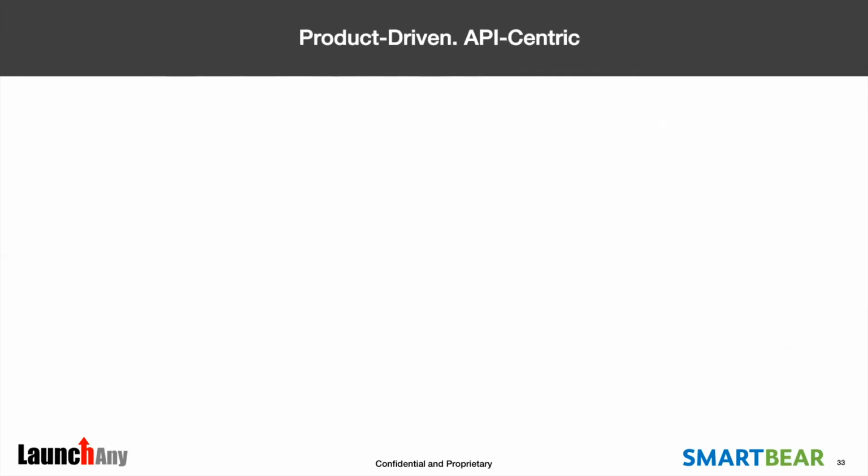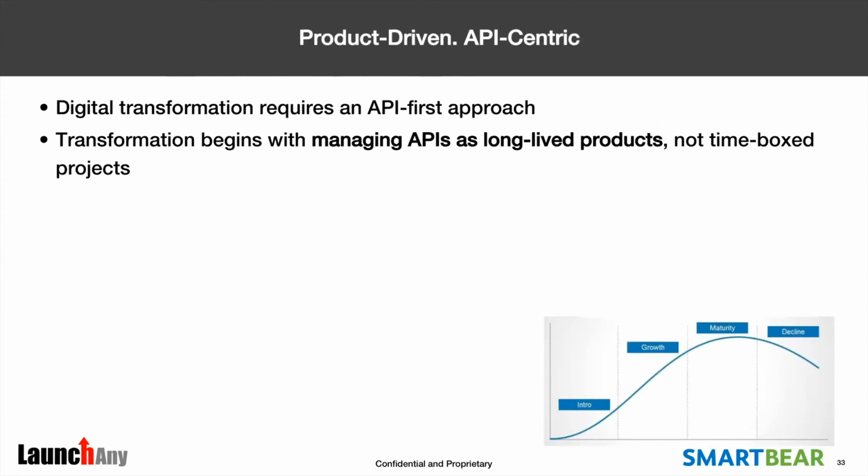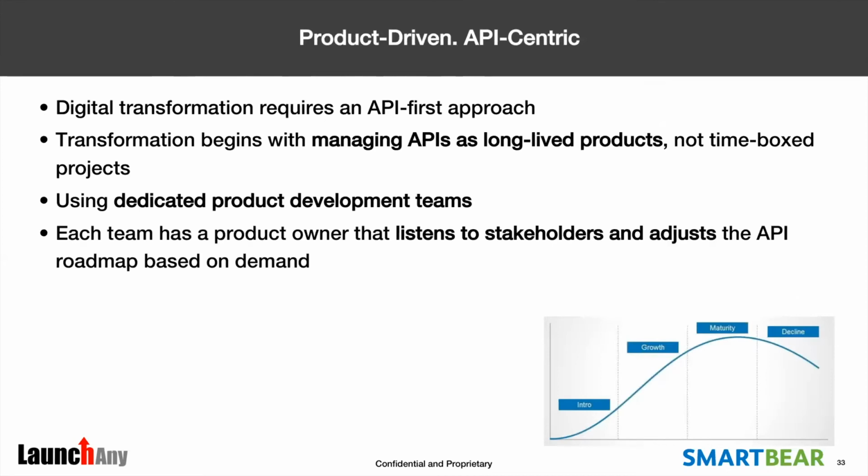The other thing we're seeing is a move toward a product-driven approach. During their digital transformation initiatives and the idea of composing API programs, enterprises often fall into an API-first approach where they design their APIs before they do anything else. That's a powerful approach to take. But what that means is now APIs are becoming more like products. They're long-lived. They shouldn't be time-boxed. Therefore, they need dedicated product teams that own a roadmap, that listen to stakeholders, and make adjustments and improvements to those APIs over time.